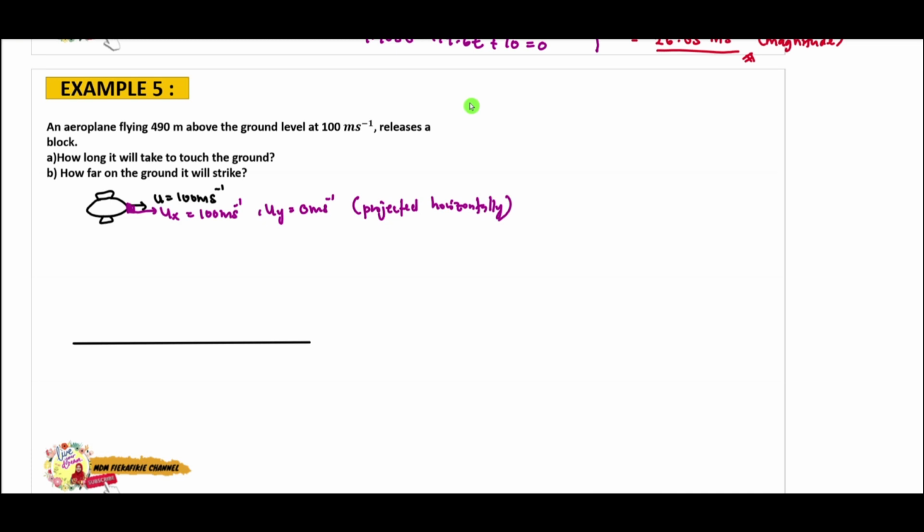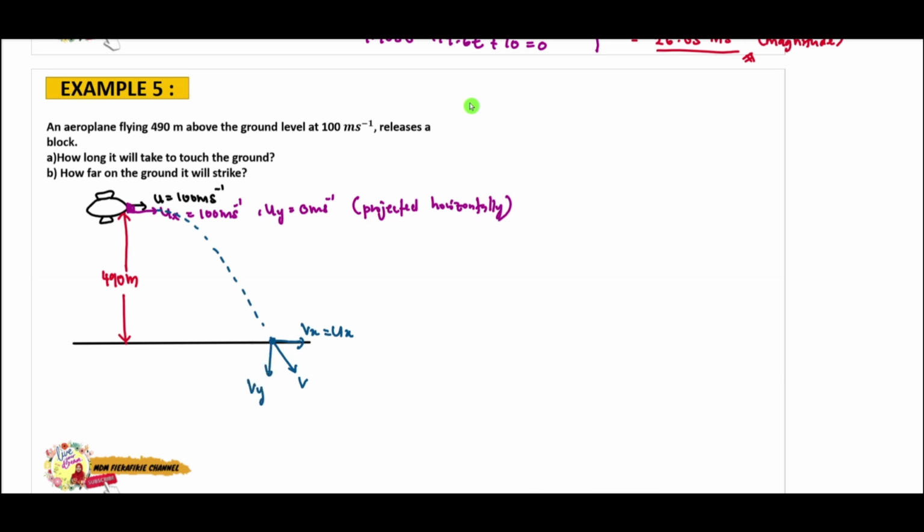Okay. So, given that the height of the aeroplane is 490 meter from the ground. Okay. So, the path of the object should start from here, so dia akan travel turun ke bawah macam ini. Okay, so this is the final point. So this is the final velocity V. So at this point you need to calculate. Okay, Vx always equal to Ux, and Vy you kena kira.